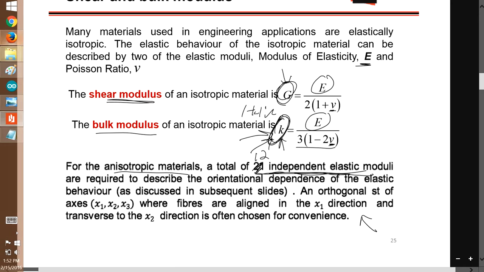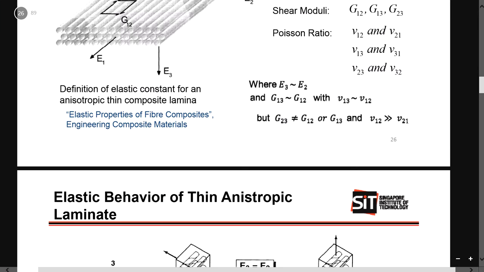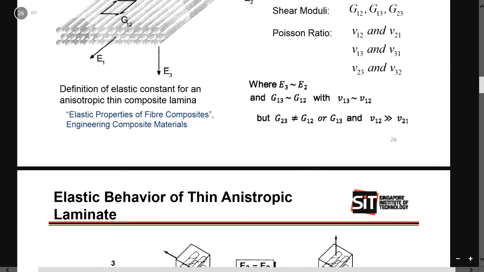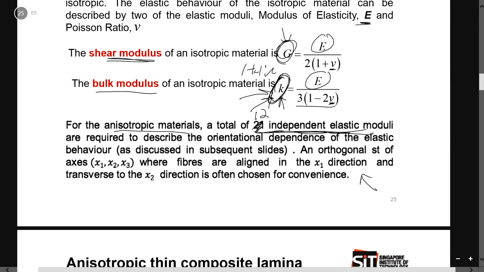Why? It's because if you were to just head down to here, as you can see over here, there are 12 of them. 1, 2, 3, 4, 5, 6, 7, 8, 9, 10, 11, 12. And these are all elastic moduli. So there are in total 12 independent elastic moduli.